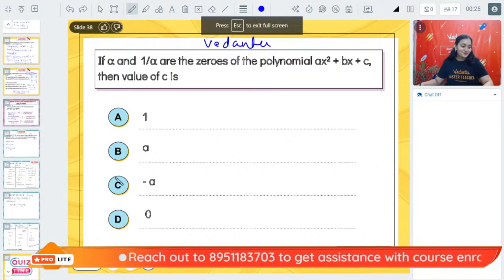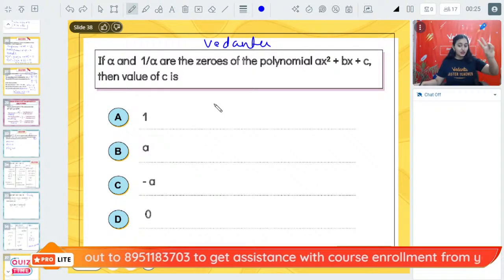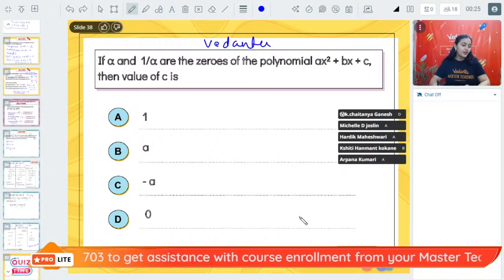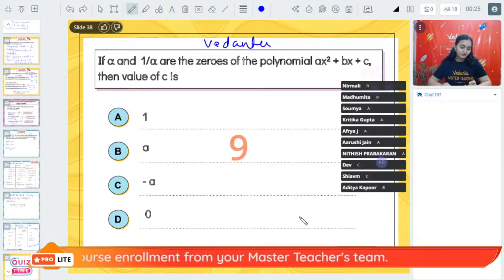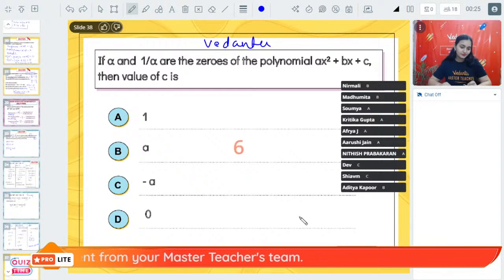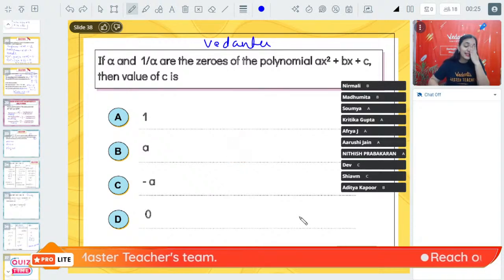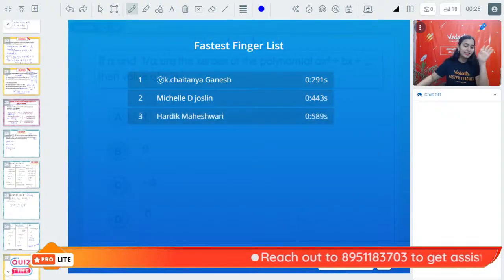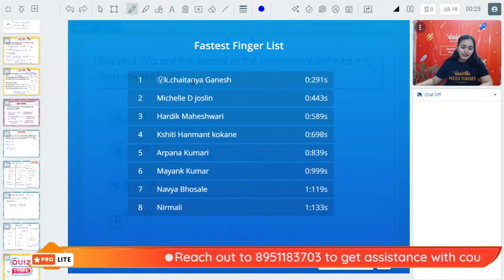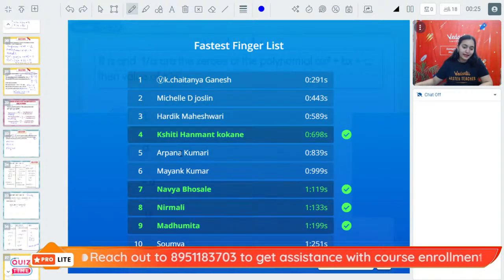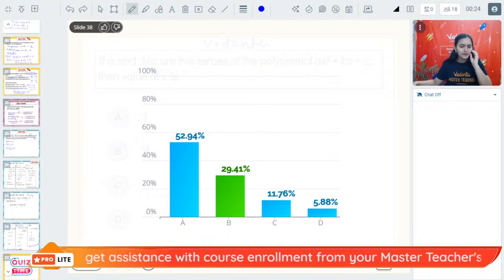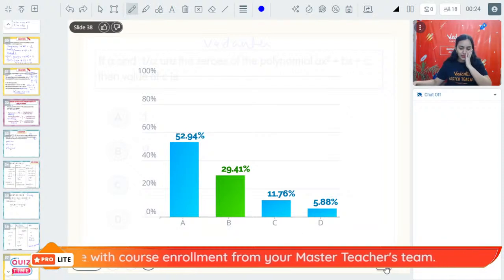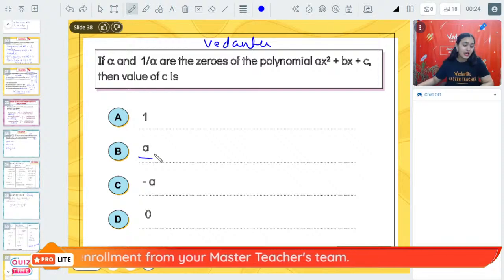Ready? All of you ready? 3, 2, 1, go! Mark your answers. It was such an easy question, still so many of you are doing it wrong. Very bad. On the fastest finger list, let's see who all are right. Oh my god. Shiti, Navya, Nirmali and Madhumita only have given the right answer. Let's see. Option A is the right answer.